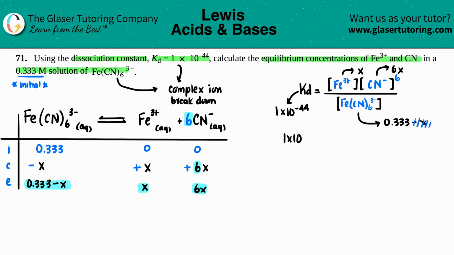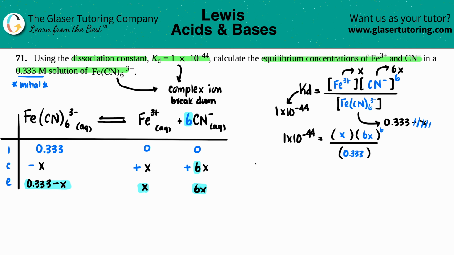So 1 times 10 to the negative 44th equals, we have the 2 on the top, the 1 on the bottom. So we have x times 6x to the 6th times 0.333. Let's worry about this 6x to the 6th, right?